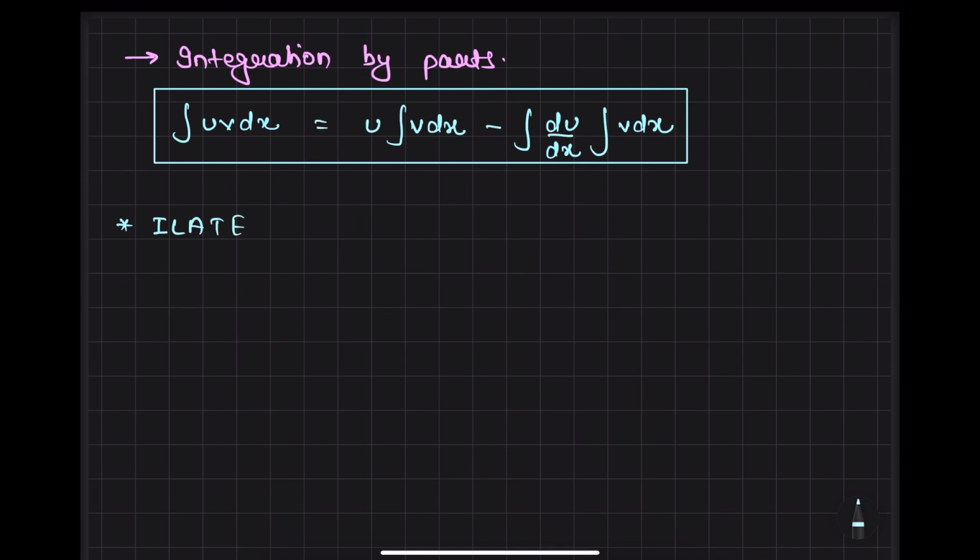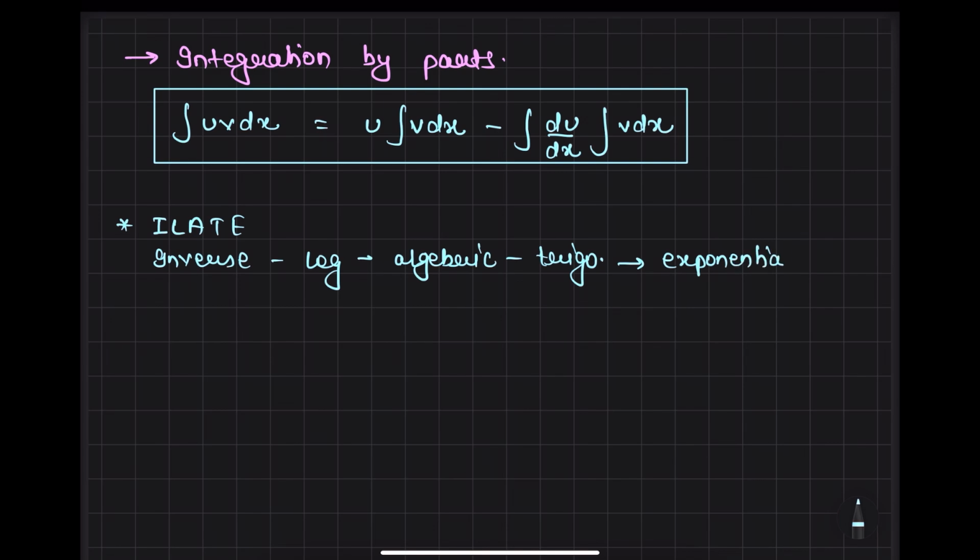What does this stand for? I stands for inverse, then logarithmic, then algebraic, then trigonometric, and then exponential. Suppose they have given you a combination of inverse and logarithmic, you will consider the inverse function as the first function and the logarithmic function as the second function, and so on.